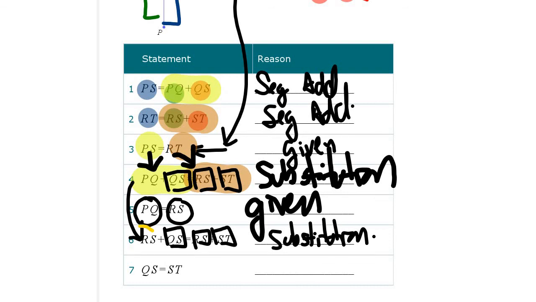Now that we have the same thing on both sides, RS, RS, you can subtract. And then you get what's left over, QS equals ST, and that would be subtraction property.